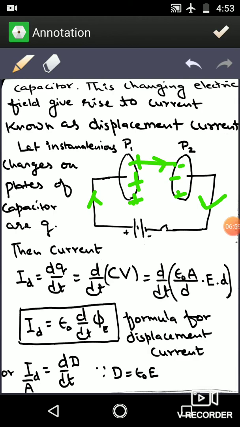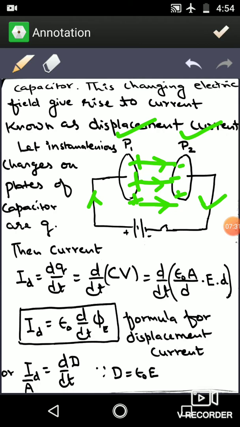Therefore, electric field lines, these are electric field lines, will increase with time during the charging of capacitor. Therefore, electric field in this bounded region in between plate P1 and P2 will change or will increase. Therefore, this changing electric field will generate a current which is named as displacement current.